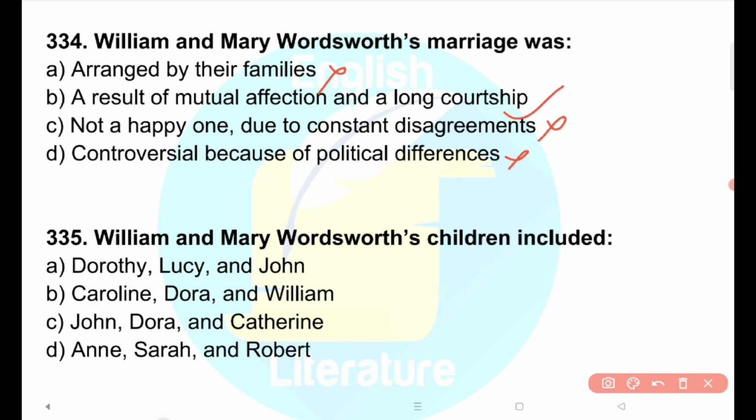William and Mary Wordsworth's children included... Option C, John, Dora and Catherine.